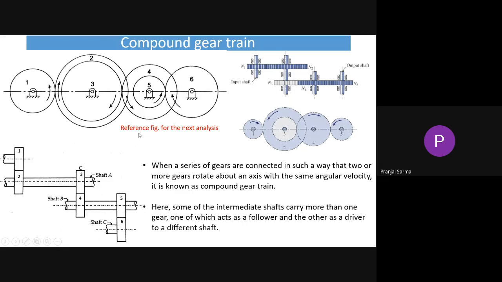So here, when a series of gears are connected in such a way that two or more gears rotate about an axis with the same angular velocity, it is known as the compound gear train. That means two or more gears are on the same axis, rotating with the same angular velocity, as is evident in this particular figure.